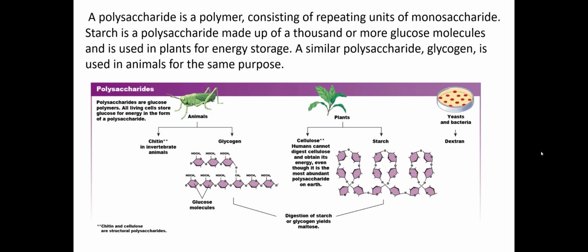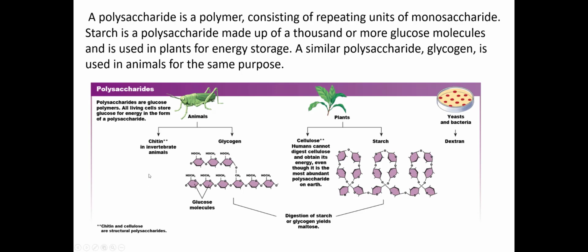So let's take a quick look at these two. In animals, you have glycogen, and as you can see here, it's a highly branched form of glucose, like all these glucose molecules stuck together, and it can be very large, thousands of subunits stuck together. And in plants, you have glucose also. It just simply has a different form. It's more chain-like, as being shown here. So digestion of starch or glycogen yields maltose.